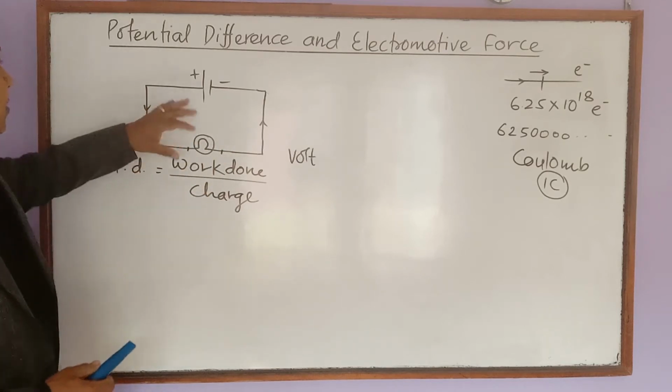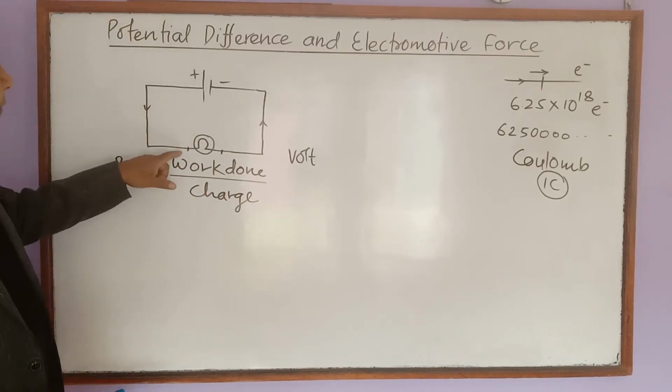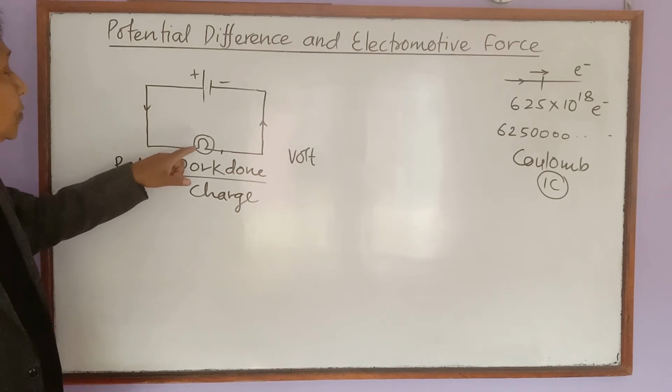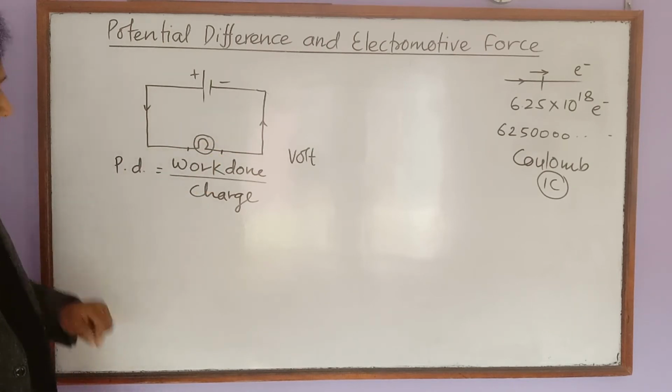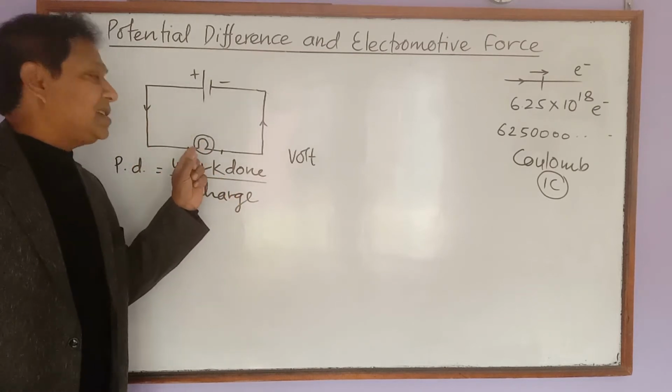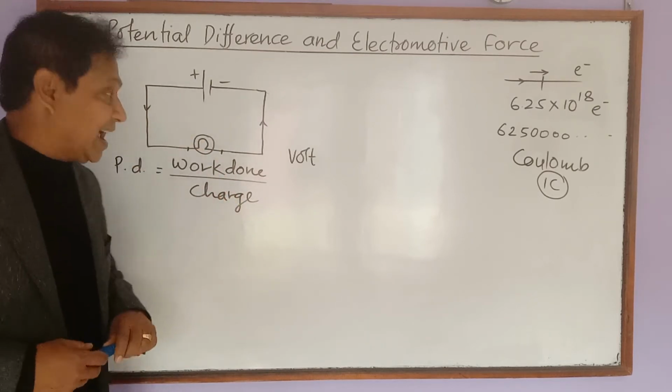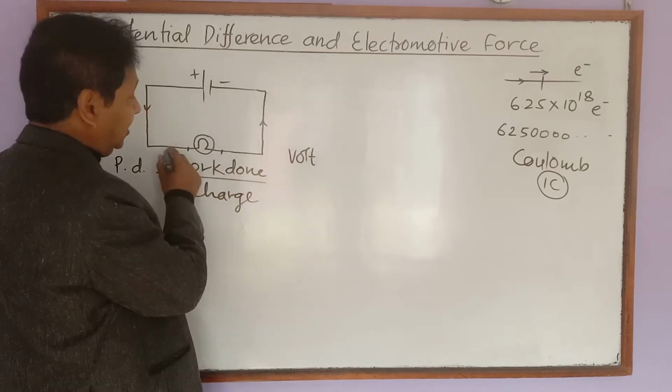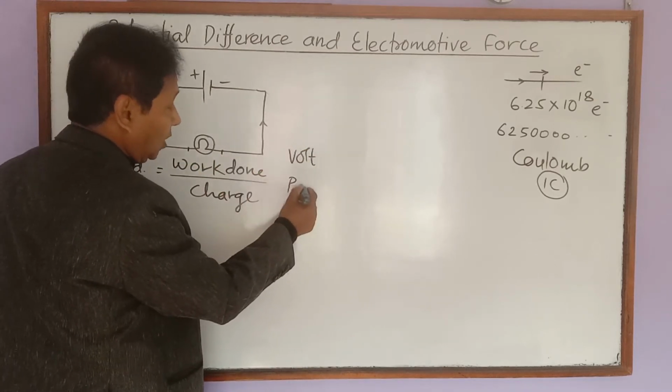Practically, let's take one example. If 1 coulomb charge flows from this point to this point, and if 1 joule of electrical energy converts to light energy between these 2 points, then what can we say? The potential difference between these 2 points is 1 volt.